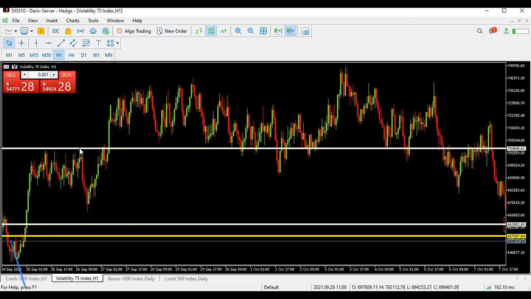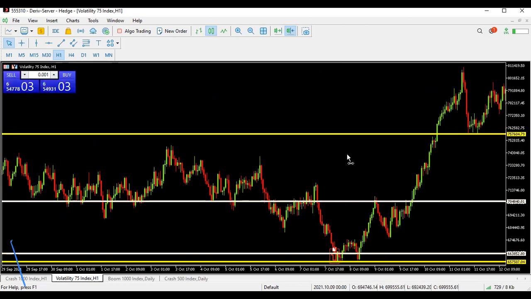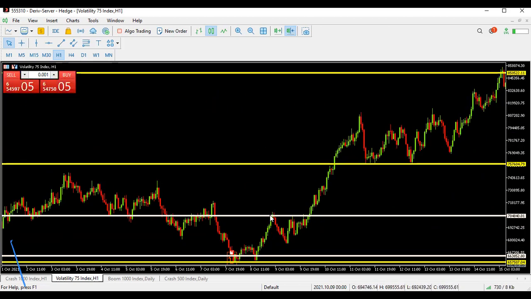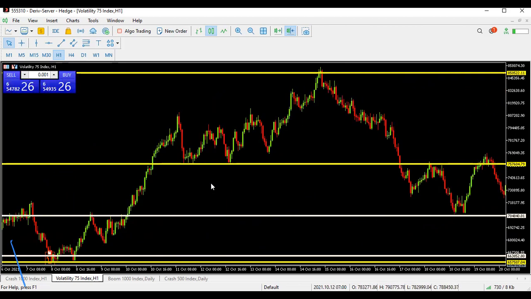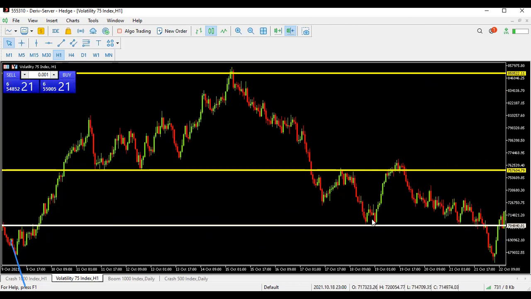At a point here, it was a resistance zone, but it broke through and became support. I hope you guys are seeing it. It's very clear. Look at it here. Price got to this point and went back. Look at it here. Support.